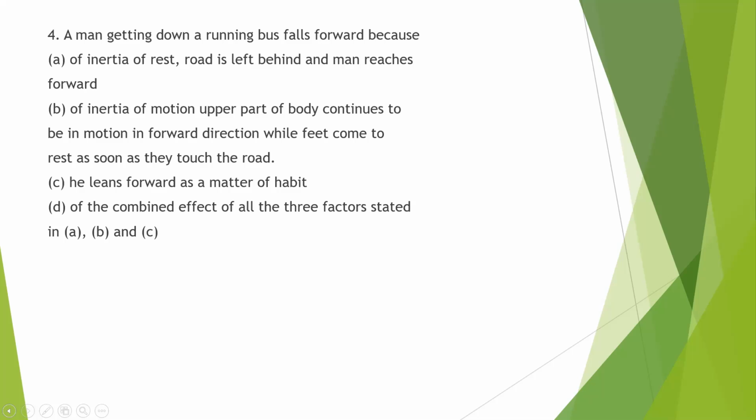Option C is also not possible, so it is not because of the habit of a person. So either it is A or B. Which one is correct here? See, here the scenario is what? A man getting down from a running bus means already it is in motion. So option B is the correct option.